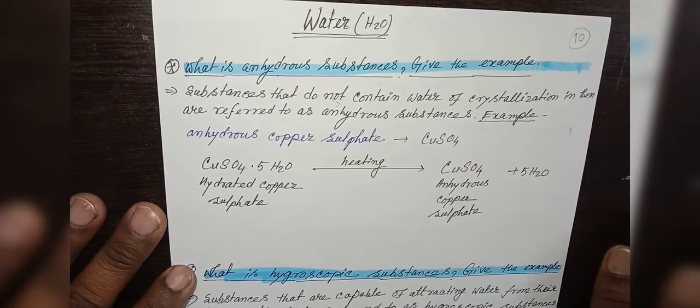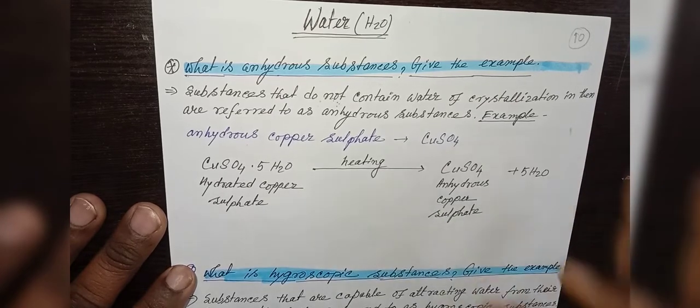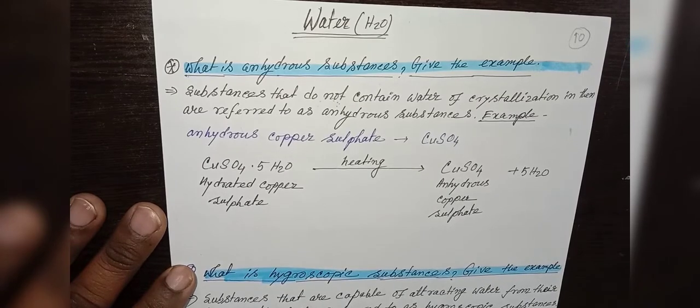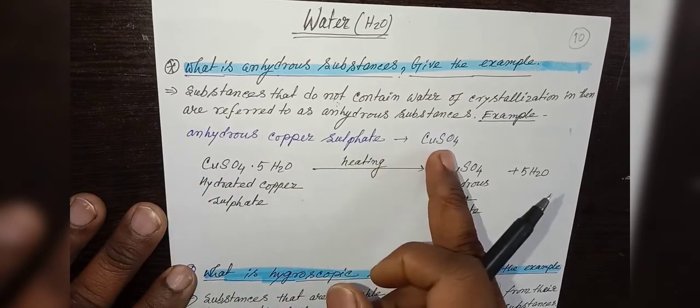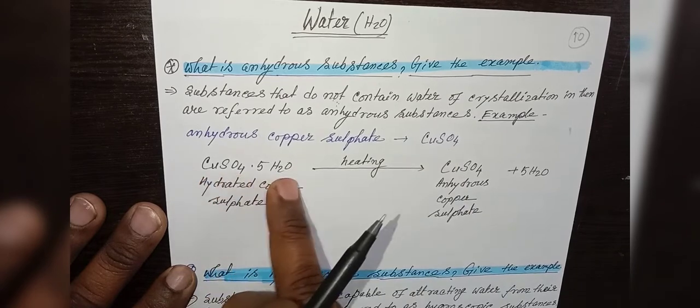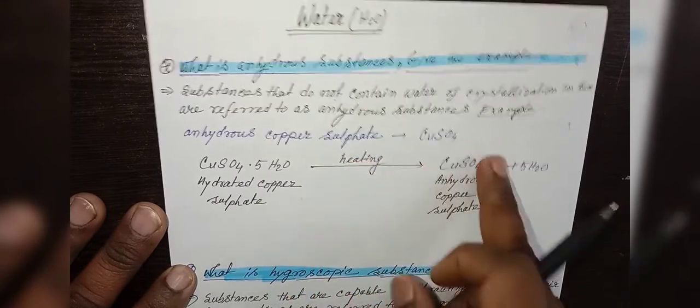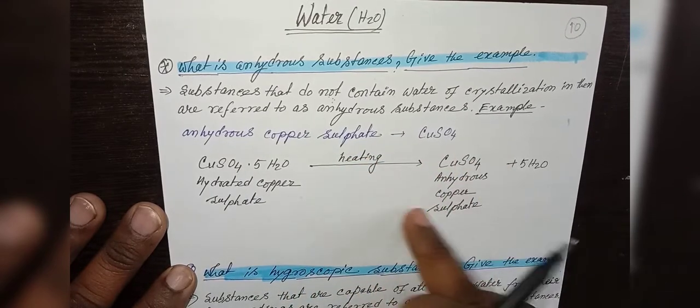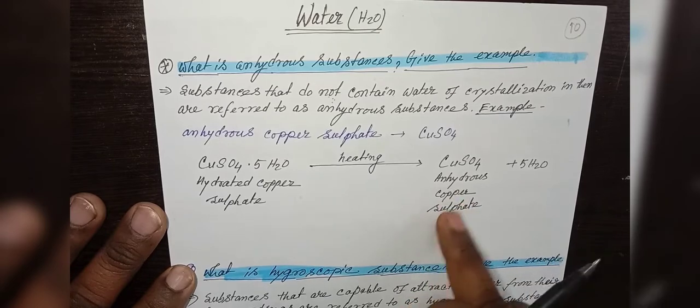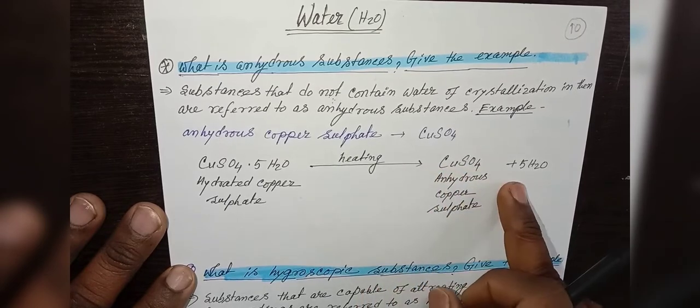What is an anhydrous substance? Give an example. Substances that do not contain water of crystallization in them are referred to as anhydrous substances. For example, anhydrous copper sulfate. Hydrated copper sulfate, CuSO4.5H2O, on heating forms the product anhydrous copper sulfate.